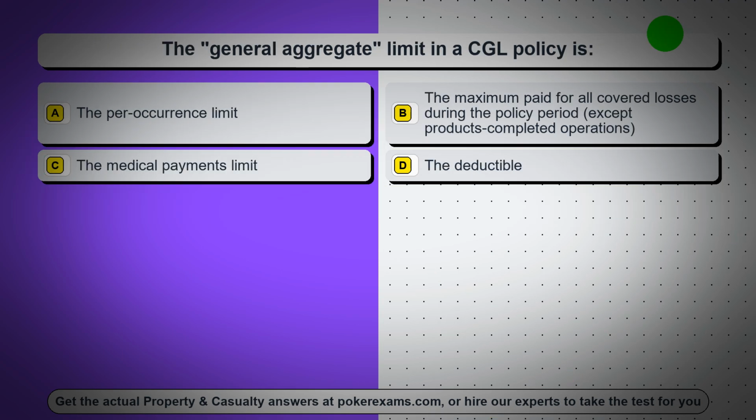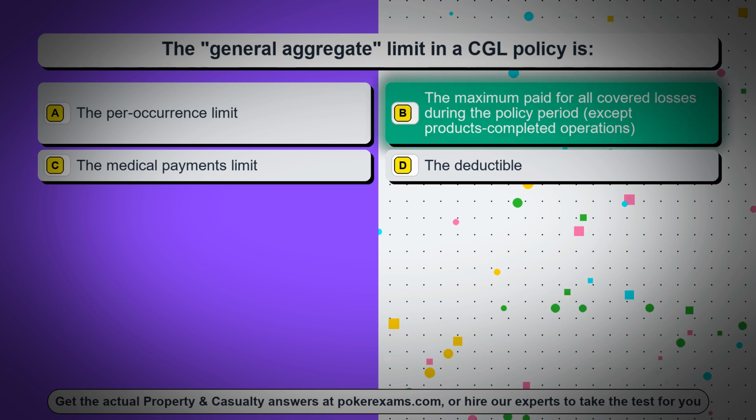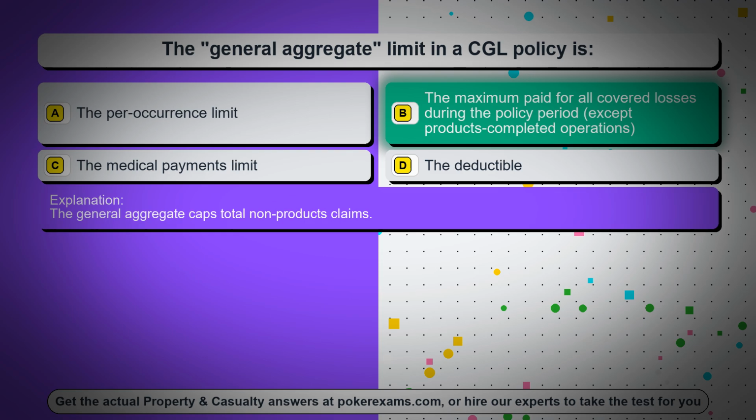Question 28. The general aggregate limit in a CGL policy is option A, the per occurrence limit, option B, the maximum paid for all covered losses during the policy period, except products completed operations, option C, the medical payments limit, option D, the deductible. The correct answer is option B, the maximum paid for all covered losses during the policy period, except products completed operations. The general aggregate caps total non-products claims.